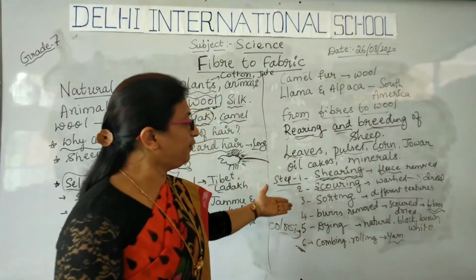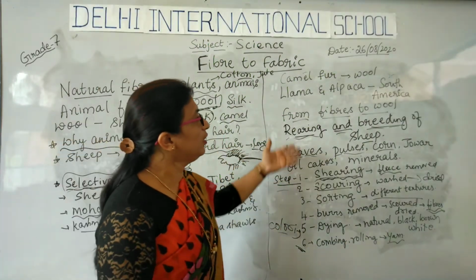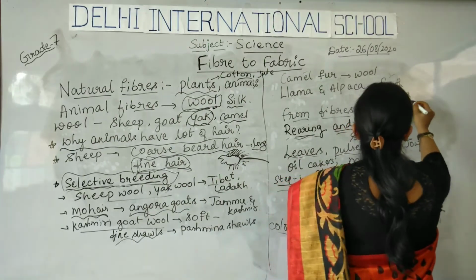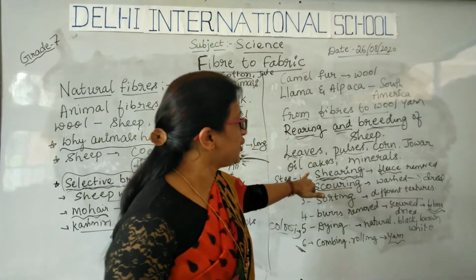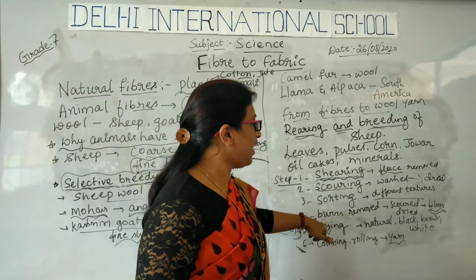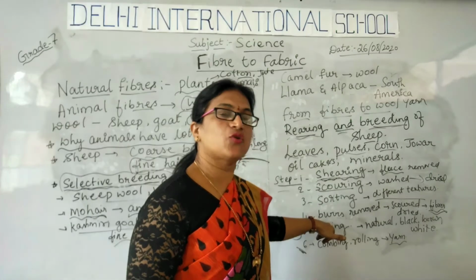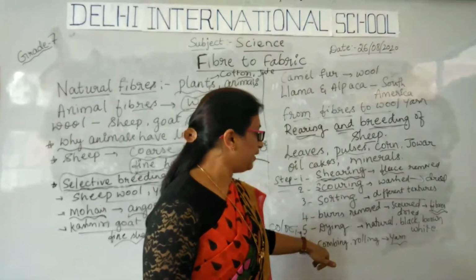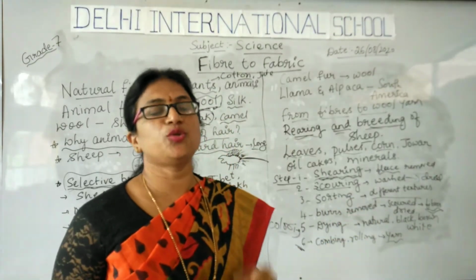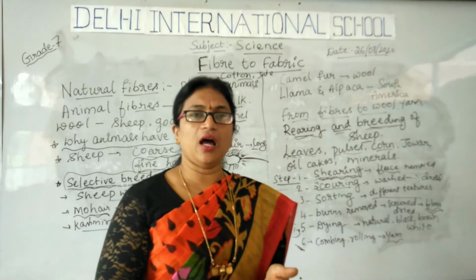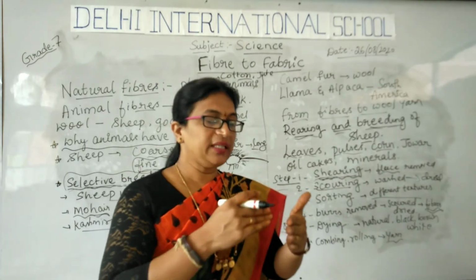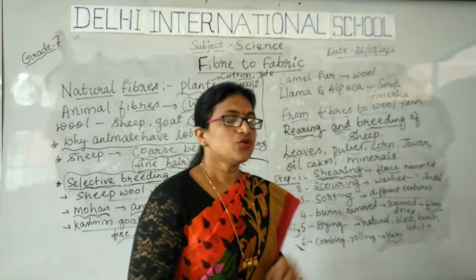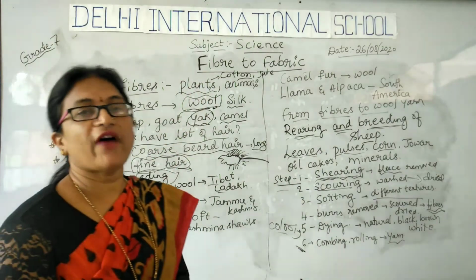Okay, these are the different steps followed in order to convert fiber into yarn. First process is shearing, scoring, sorting, and burrs are removed. Again, if necessary, scored and then dried, and then the dyeing or coloring process is done, and then combing and rolling is done to prepare the yarn. And from this yarn, by the processes called spinning, weaving, knitting, they will prepare the fabric. So these are about the introduction to fiber to fabric.